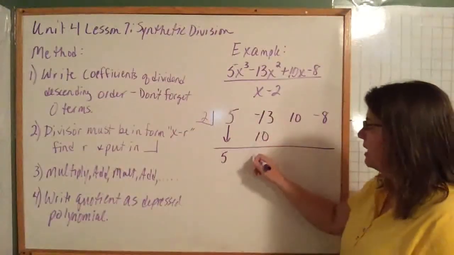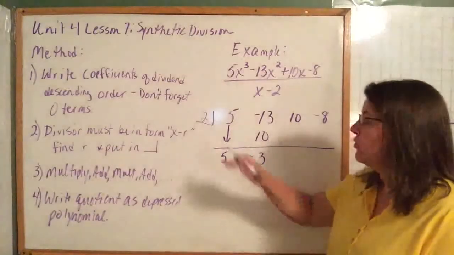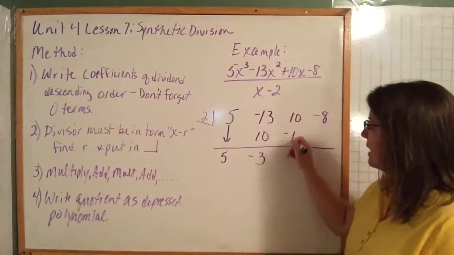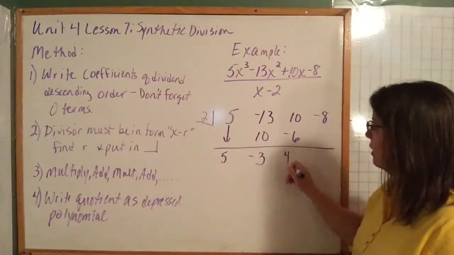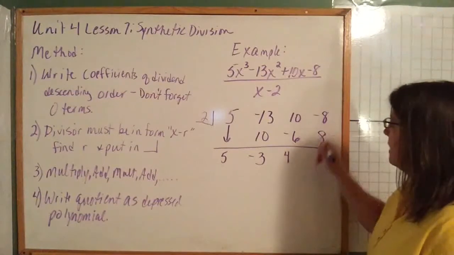Negative 13 plus 10 is negative 3. Pay attention to your signs. Then I'm going to multiply again. 2 times what I got, negative 3, is negative 6. Then I'm going to add. That would be 4. Then I'm going to multiply those. That's 8. Then I'm going to add.